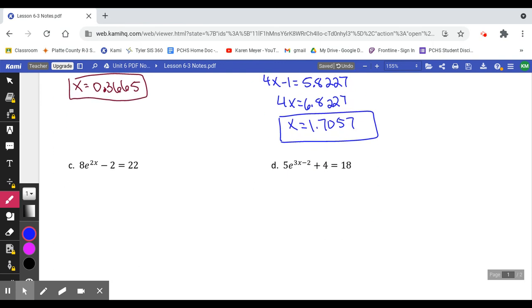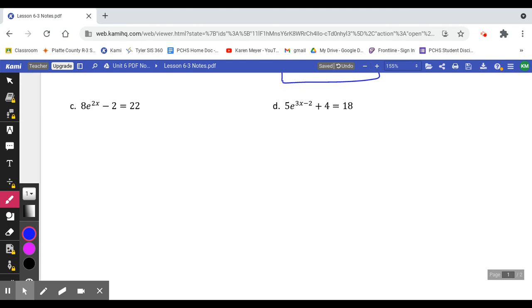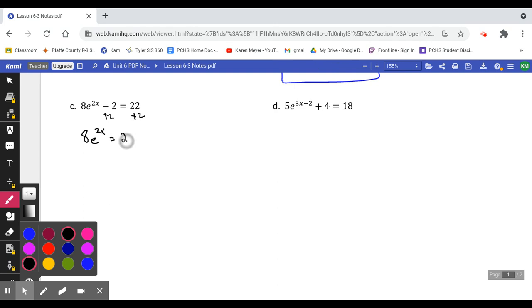Okay. The next two problems, they have a letter e in there. But you're going to notice that x is still the exponent. So it's still the same type, even though it has the e in the problem. It's just x as a power. So that's this type. So the first thing I'm going to do is get rid of the minus 2 by adding it. Then I want to get the e by itself. So I can get rid of 8 times e raised to the 2x by dividing the 8 away. So e to the 2x equals 3.